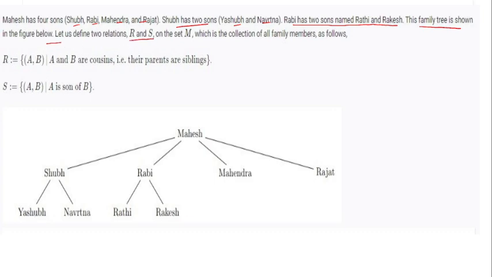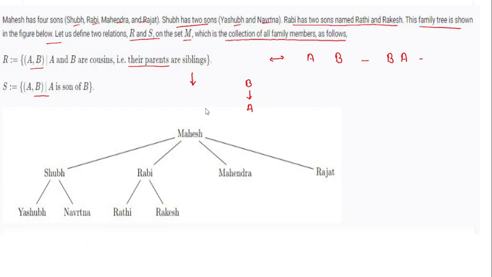Let's define two relations R and S on the set M, which is the collection of all family members, as follows. Relation R: A and B are cousins. So if A is a cousin of B, then B will be a cousin of A. So this is symmetric, it can go in both directions. But the relation S is unidirectional. A is son of B, so B will be at the higher hierarchy and A will be in the lower hierarchy.